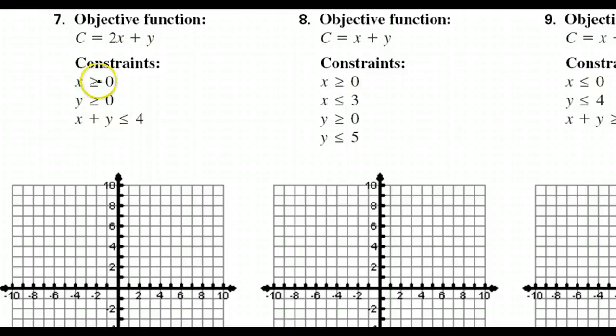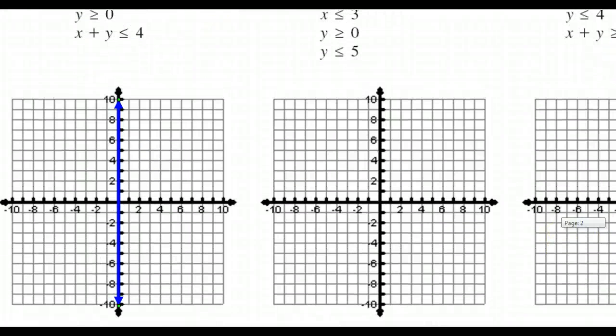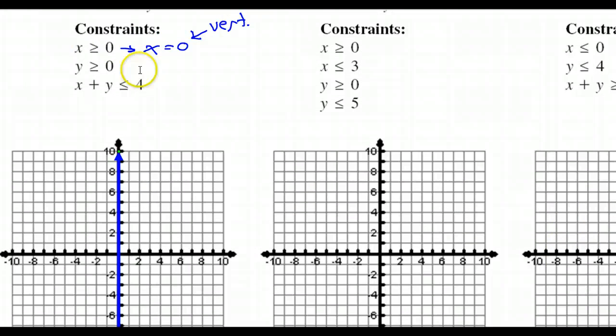Okay, looking at the line x is greater than or equal to 0. In my mind, I'm picturing the equation x equals 0, and I know that this is going to be a vertical line. X equals a number is always a vertical line. So I'm just going to draw a vertical line at 0. Okay, so here's my vertical line at 0.